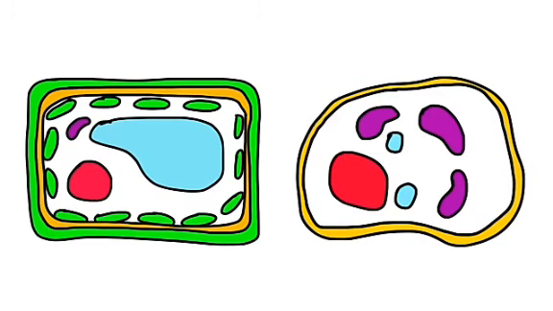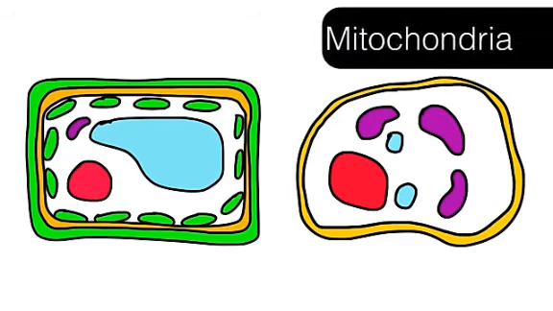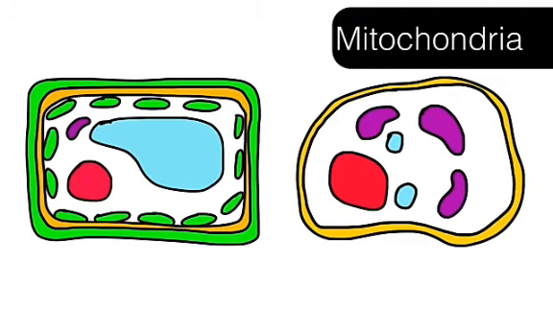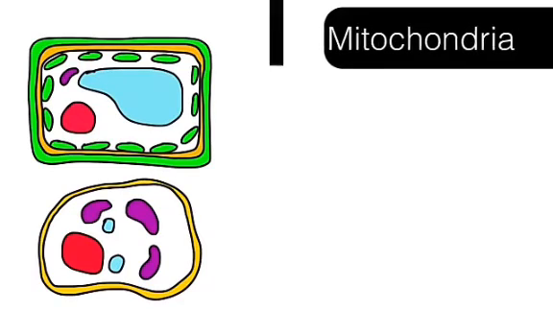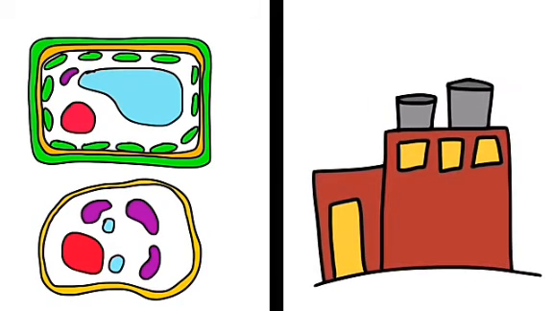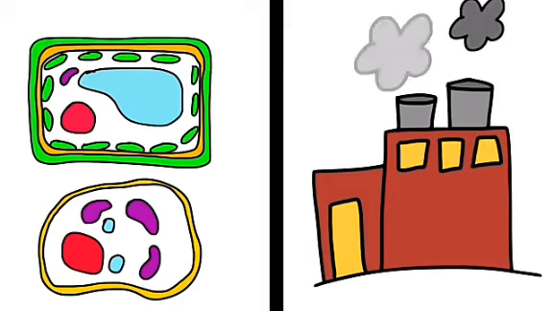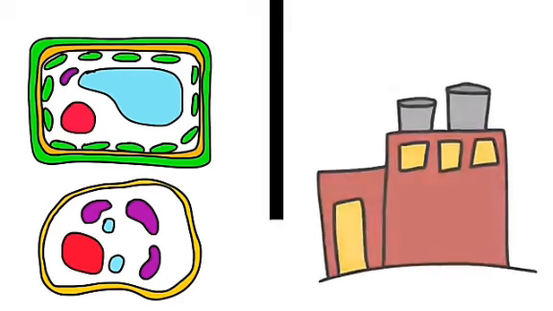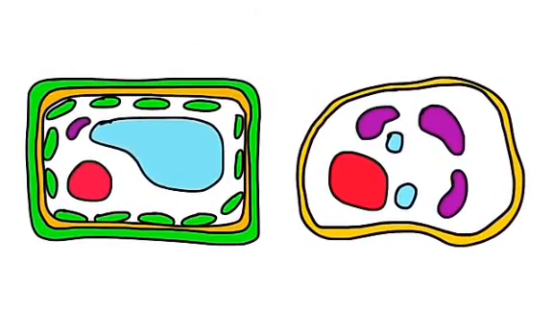The mitochondria is an organelle that takes nutrients in and breaks them down to produce energy for the cell in the process of cellular respiration. You can think of the mitochondria as the powerhouse of the cell because it makes energy. Although mitochondria are found in both plant and animal cells, the majority of mitochondria will be found in animal cells.